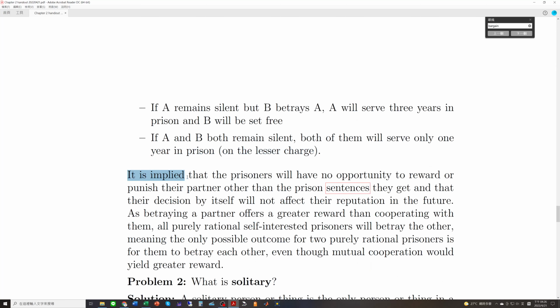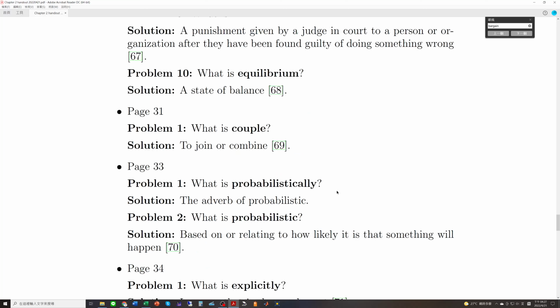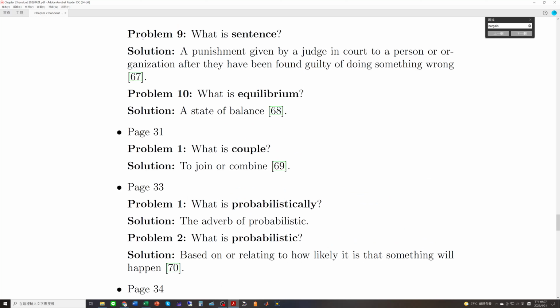It is implied that the prisoners will have no opportunity to reward or punish their partner other than the prison sentences. What is the meaning of sentences here? Note that the meaning of sentences here is not 句子. Let us go to problem 9. What is sentence? Solution: a punishment given by a judge in court to a person or organization after they have been found guilty of doing something wrong.